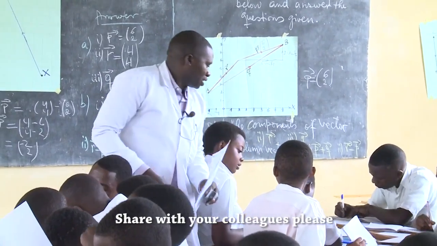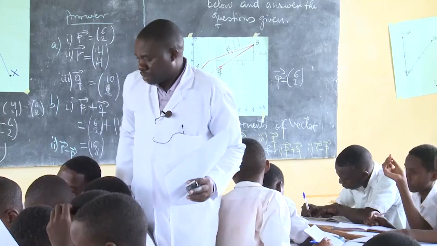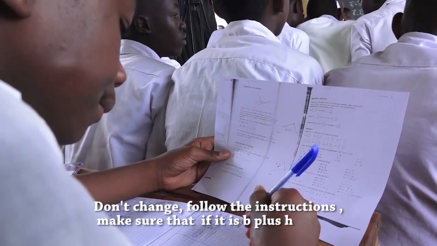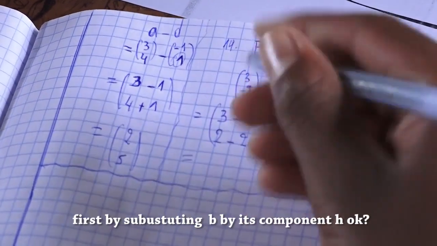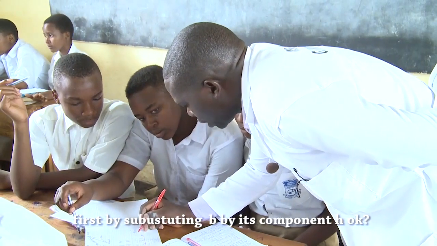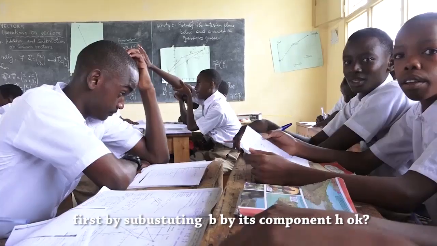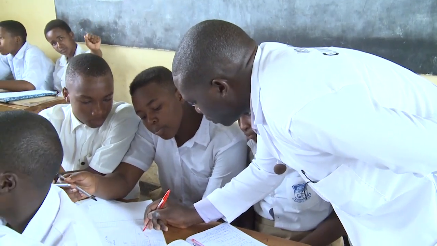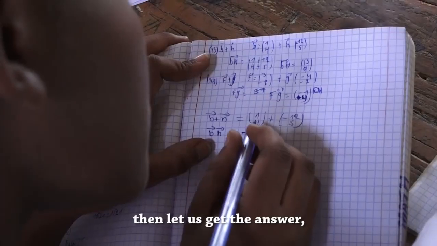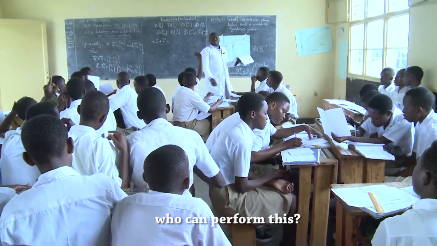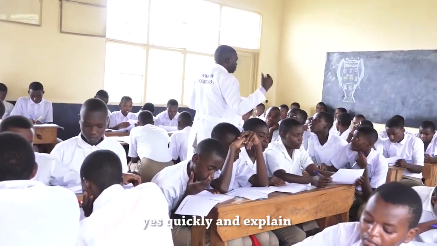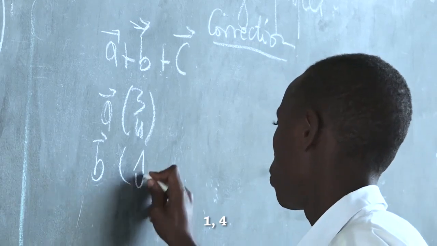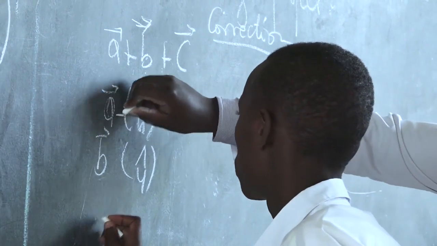Share with your colleagues, please. Don't change. First of all, follow the instructions. Make sure that if it is B plus H, you come first by substituting B by its components, H by its components. It's okay? Let us get the answer. Who can perform this? Yes? Quickly. And explain. 1, 4. Put equal there. Write as it is.